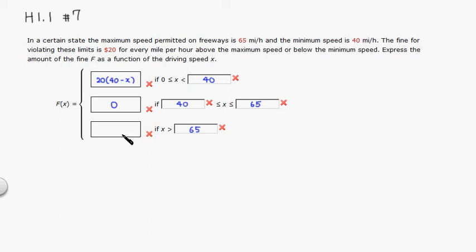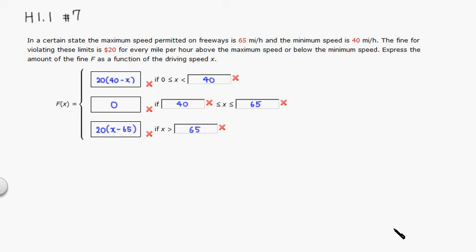The same deal if you're going too fast: we have to look at the difference between your speed, X, and 65, so X minus 65. So you're going this many miles per hour too fast. For every mile per hour, they're going to fine you $20, so multiply by 20. That will be the piecewise defined function.